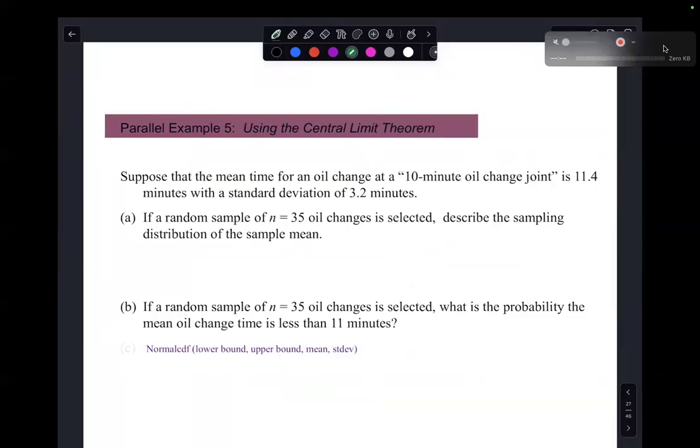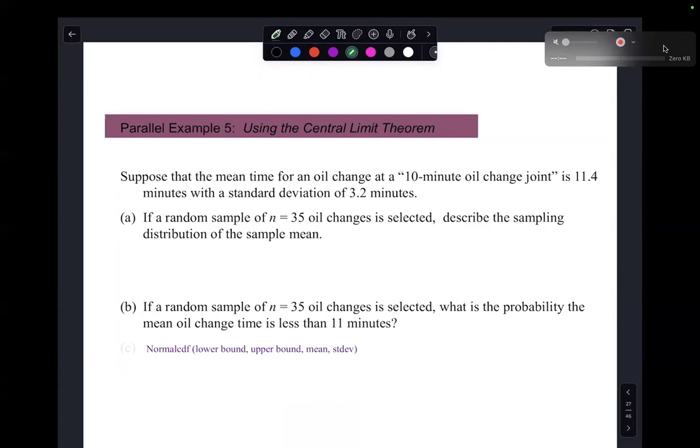So we're looking at a 10-minute oil joint. The average oil change time is 11.4 minutes with a standard deviation of 3.2 minutes. If a random sample of 35 oil changes is selected, we want to describe the sampling distribution. What it means when it's asking you to describe the sampling distribution is that it just wants you to give the mean and the standard deviation. That's all we're asking for.